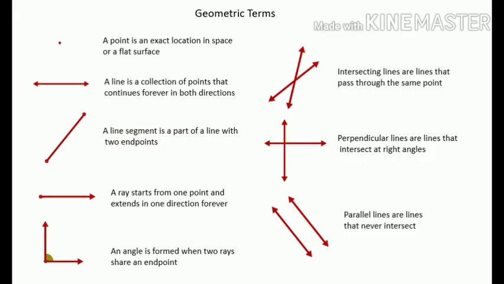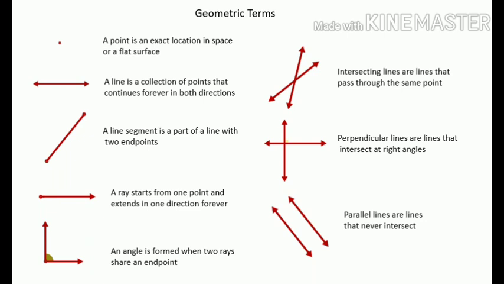Hello students. Before starting with practice set 1.2, let us discuss some geometric terms. First term, point. A point is an exact location in a space or a flat surface. A point is also used to give the location on a map, if you remember.